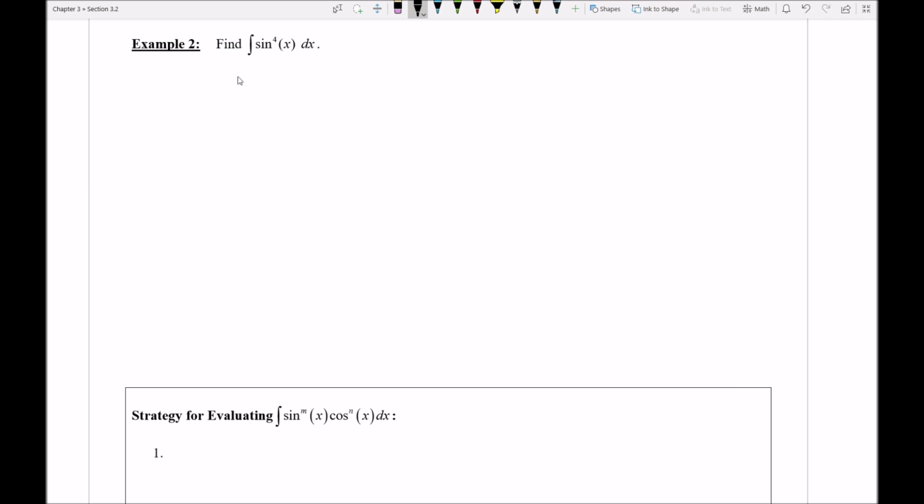Now, interestingly here, I can see that if I was to pull something off to the side to save as a du portion, I could maybe imagine saving something like this, right? Because I have a sine that I can pull off of this stack of sines. But if I do this, I'm going to have to deal with a sine to the 3rd power. And if this here is operating as my du, then my u would have to be something like a cosine of x. So its derivative would be something like a sine.